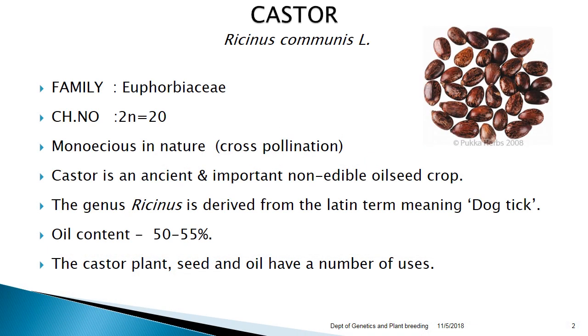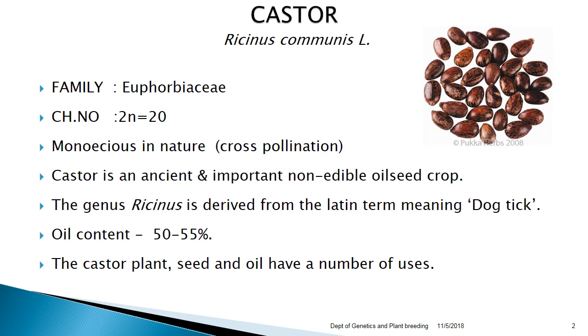Castor, the scientific name is Ricinus communis, belongs to family Euphorbiaceae. Chromosome number is 20. It's monoecious in nature, cross-pollinated. Castor is an ancient and important non-edible oilseed crop. The genus Ricinus is derived from the Latin term meaning dog tick.